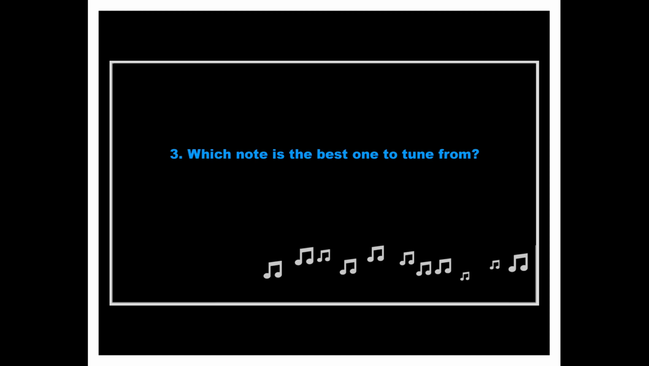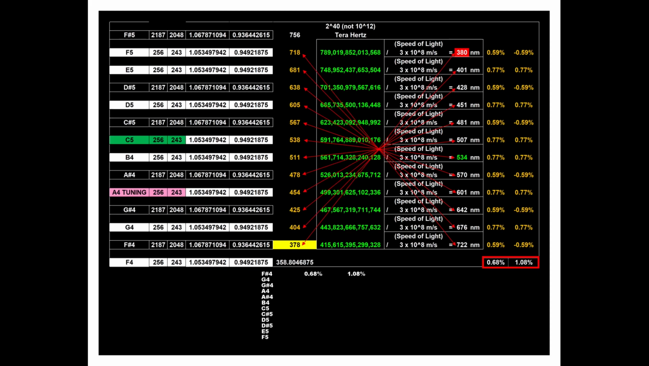Which note is the best one to tune from? All right, in my video on equal temperament, we showed how if you tune any particular tone on the octave of F sharp 4 to a whole number, you will eventually get very, very close to a convergence point between hertz and nanometers. We showed a conversion in that video.